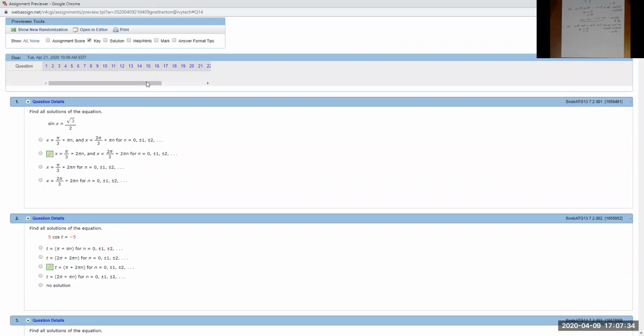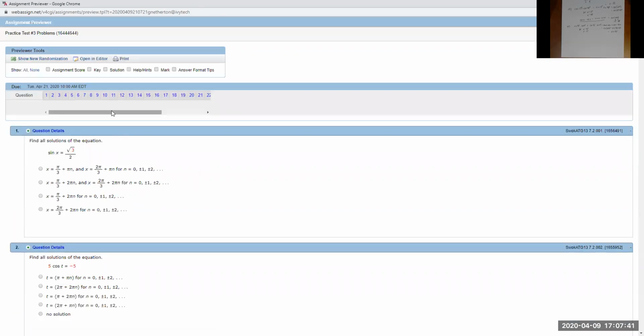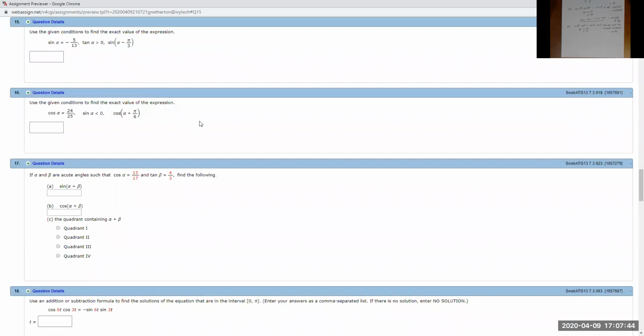Let's see what's next. Number 15. Let's go to 15. All right, use the given conditions to find the exact value of the expression. So it looks like we got an angle alpha, and they say the sine of alpha is negative 5 over 13. And they tell us the tangent of alpha is greater than 0. And then here's what they're really asking for. They're asking for what is the sine of alpha minus pi over 3. So let me write down all this information, and then we can try and solve this problem.